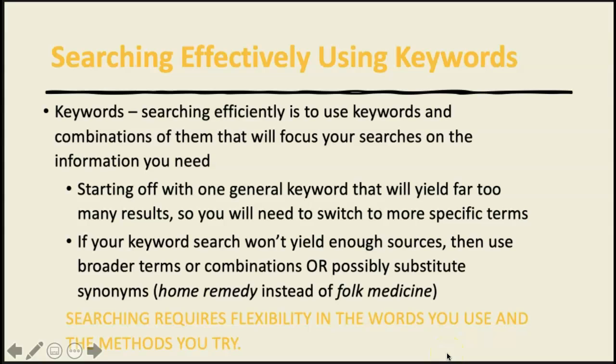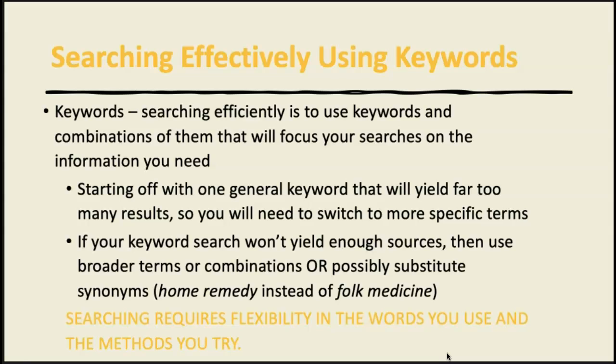Now, one thing you need to know when you're using something other than Google is that you've really got to be patient. Google has kind of spoiled us. We can easily just search a word or a term and yield the results we might be looking for. But these databases require a little bit more flexibility and a little bit more patience. These are scholarly sources and they are worth the extra effort. So we want to get used to trying out keywords and combinations of keywords. In order to search efficiently, you want to use keywords and combinations of them that will focus your searches on the information that you need.